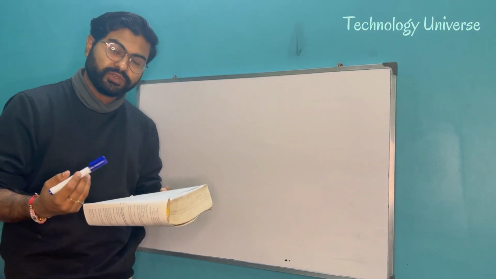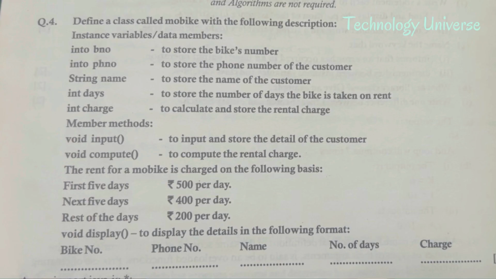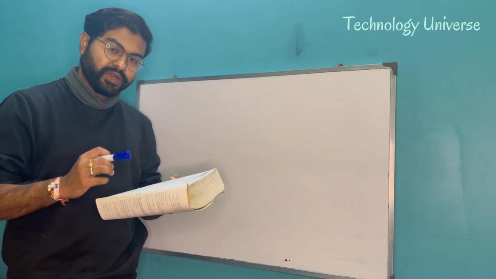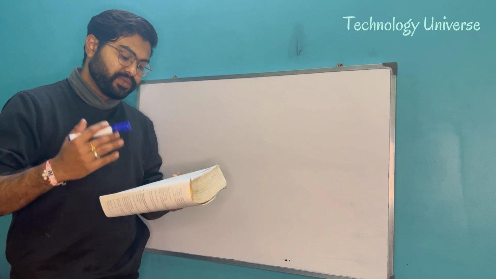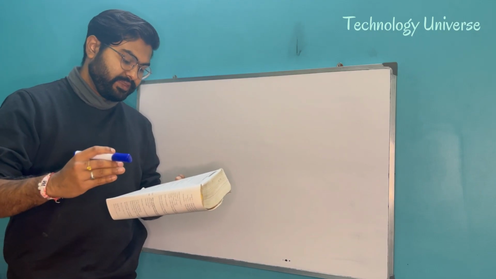Compute method का जो logic होगा that will be based on a slab calculation and the slabs are divided 1, 2, 3. 3 slabs are there. The first 5 days are 500 rupees per day. The next 5 days is 400 rupees per day, and the rest of the days means above that would be 200 rupees per day. And in the void display method, we have to print that in this format.